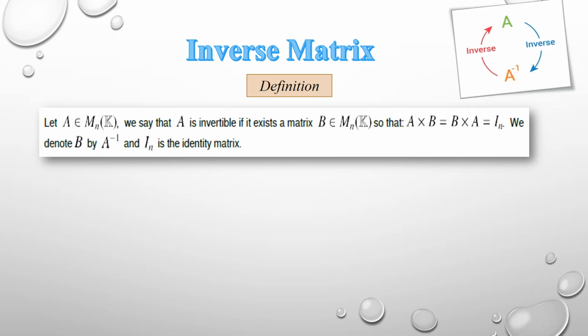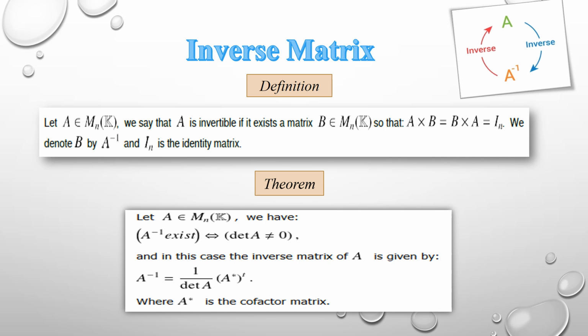Now, let's see the concept of inverse matrix. We say that a square matrix A is invertible if there exists a matrix B of the same order as A, such that A multiplied by B is equal to B multiplied by A and equal to the identity matrix. A matrix A has an inverse matrix if and only if the determinant of A is not equal to 0. The inverse matrix of A is given by 1 divided by the determinant of A multiplied by the transpose of the cofactor matrix of A.